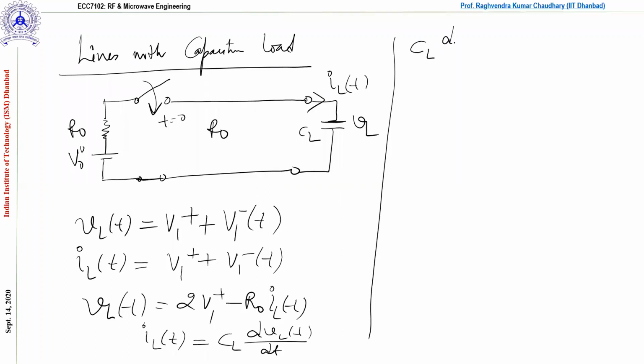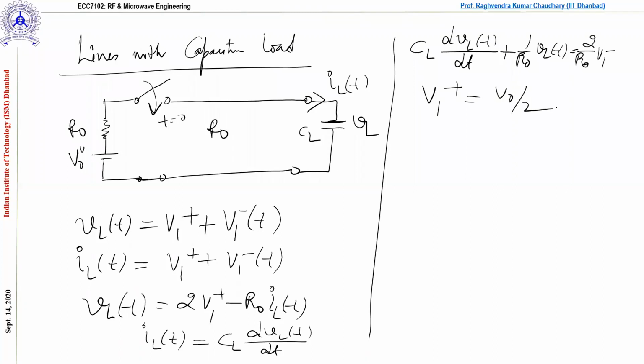CL dVL(t)/dt plus 1 upon R0 VL(t) is equal to 1 upon R0 times V1 plus, for t greater than or equal to capital T. Here the V1 plus is V0 by 2 from the voltage division rule.